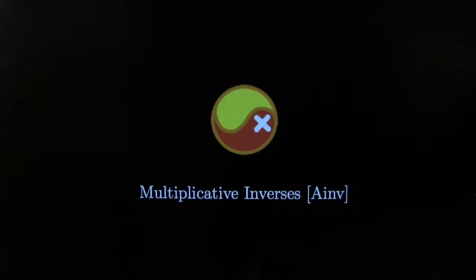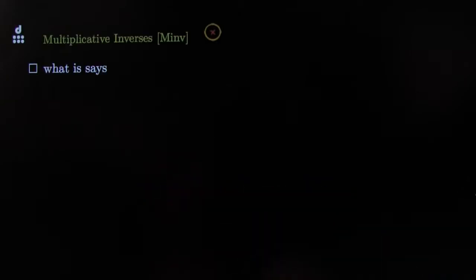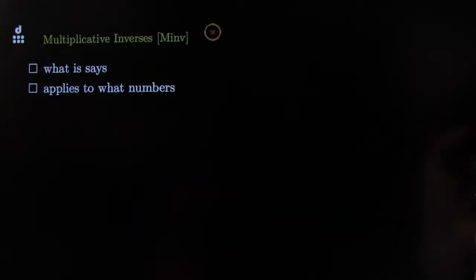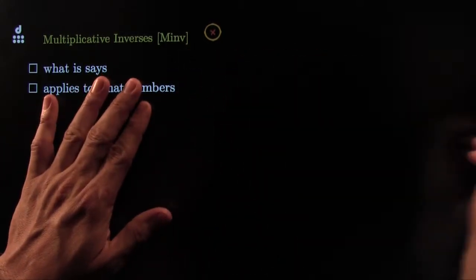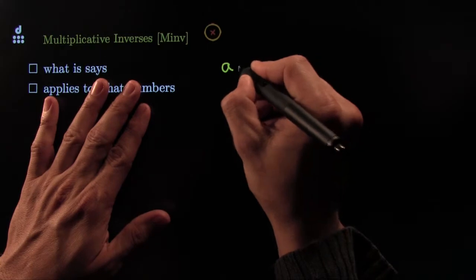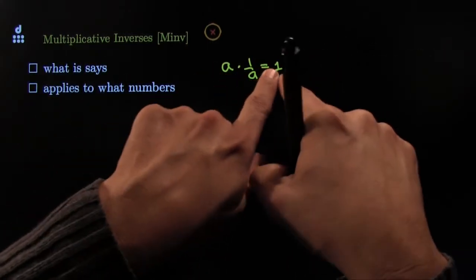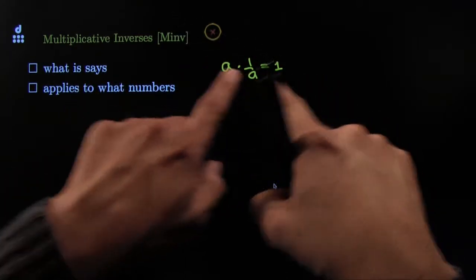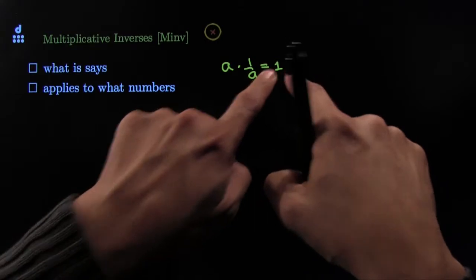Alright, next we do the twin brother for the other axiom, the additive identity. Of course, it's a multiplicative version of it. And you can imagine it's going to say something similar to the other one. What it says is that any number a times 1 over a is the same thing. They kill each other and give you 1. The multiplicative identity. Okay? They kill each other, give you multiplicative neutral.